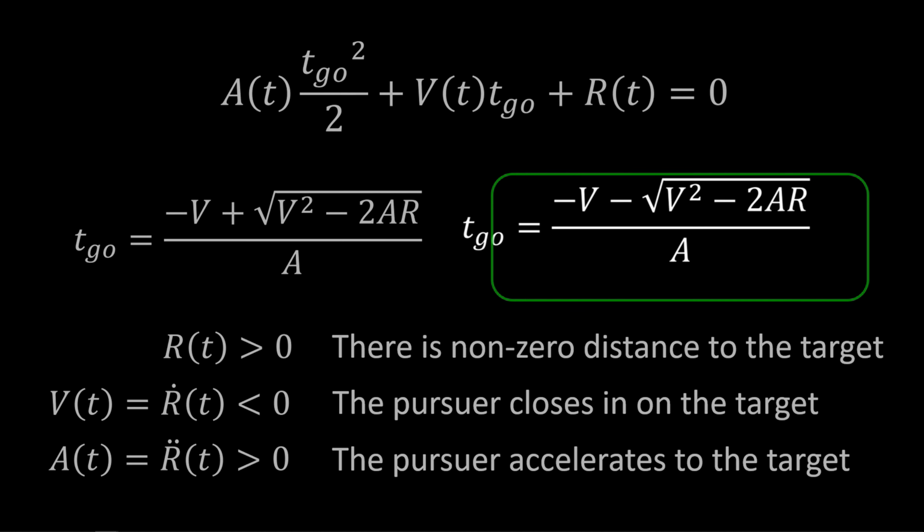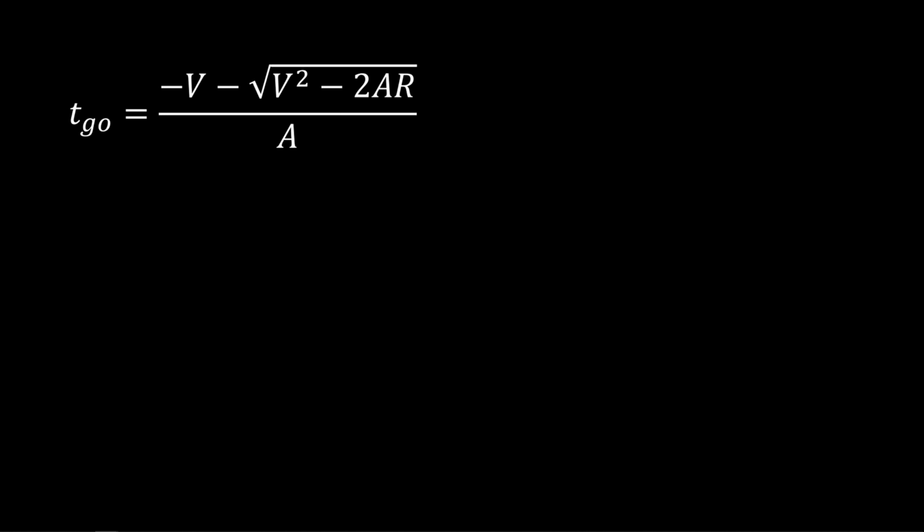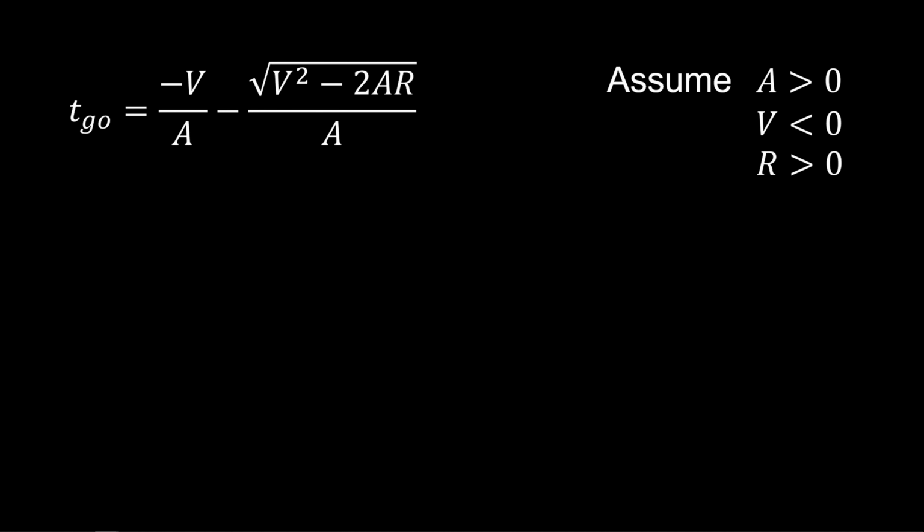Since time to go is positive, definite, and real, and we have on the right-hand side a positive square root term that's subtracted off, it seems like this chosen solution could lead to negative time to go. Let's look a little further. The first term, minus v over a, is positive by our assumptions. The second term must be real and therefore positive.